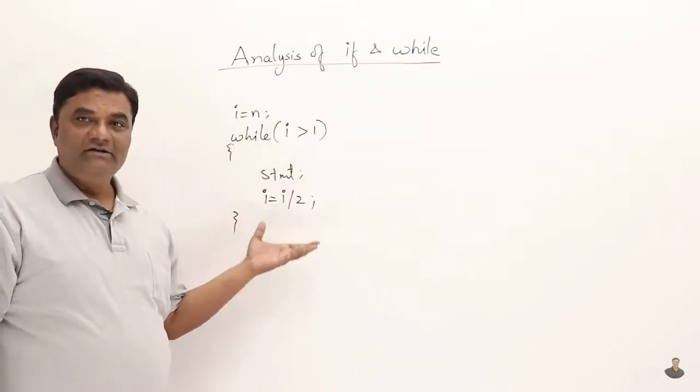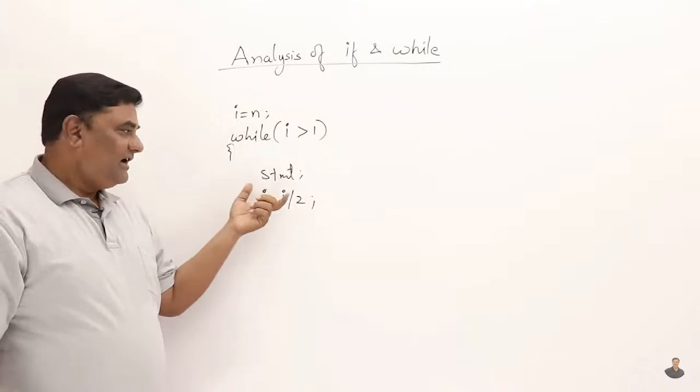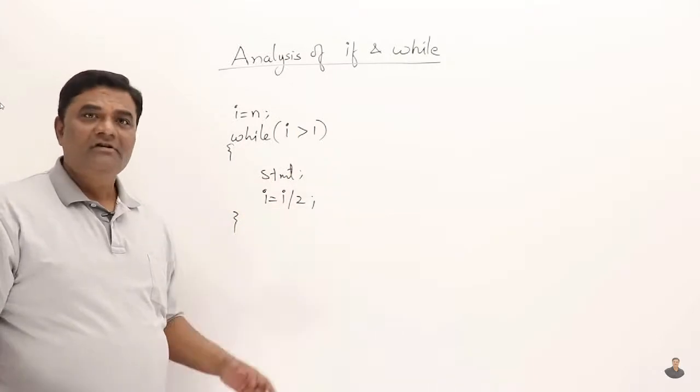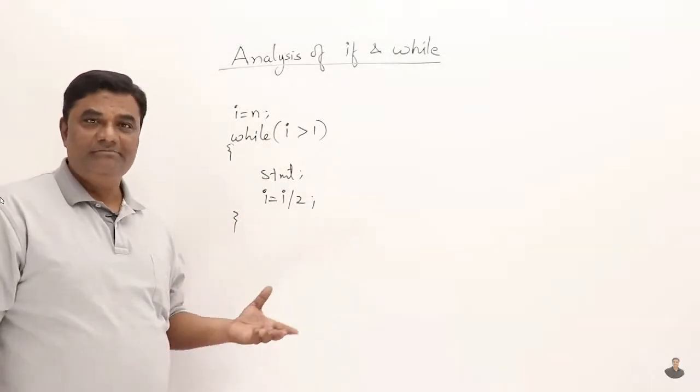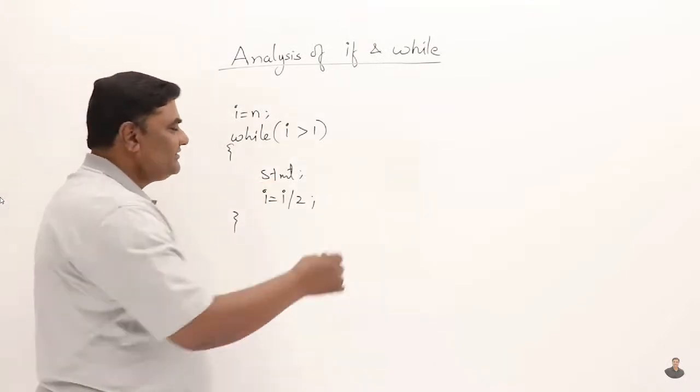Let us take one more example. Again, a loop is there, a while loop, and in this while loop, i is starting from n, and i is getting divided by 2 every time. So again, the time will be log n. I made it as a formula already in the previous video, so this will be log n. And the same thing can also be done using a for loop.